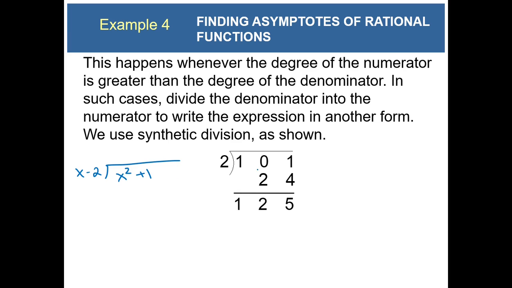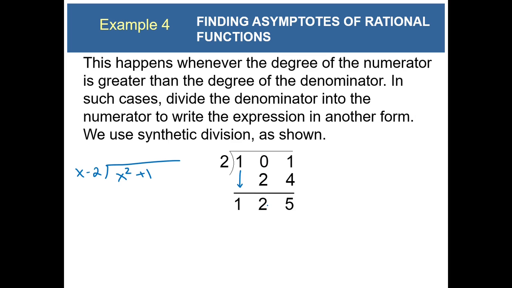So we'll need a placeholder for x. So in the middle we have a 0. Since we're dividing by x minus 2, we'll put a 2 out in the front when we use synthetic division. And we'll drop in the 1. 1 times 2 is 2.